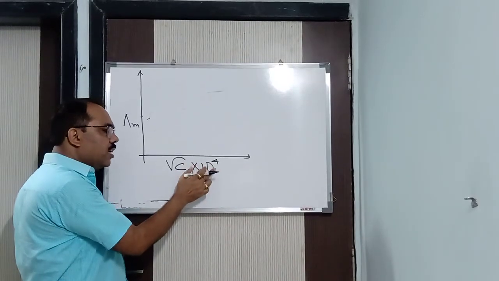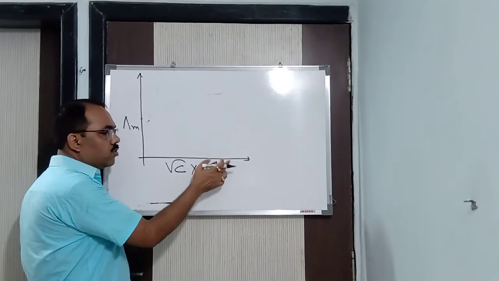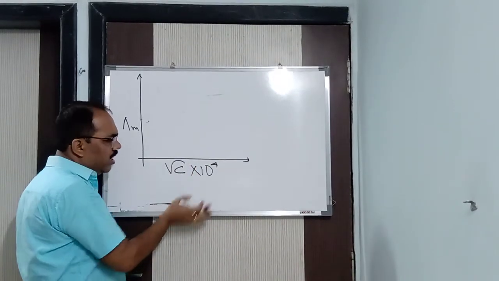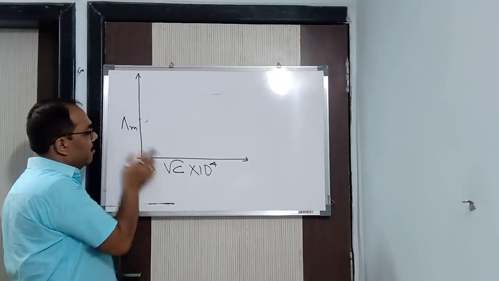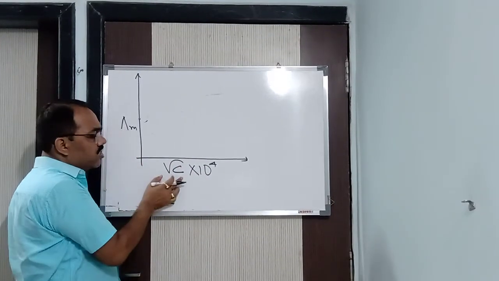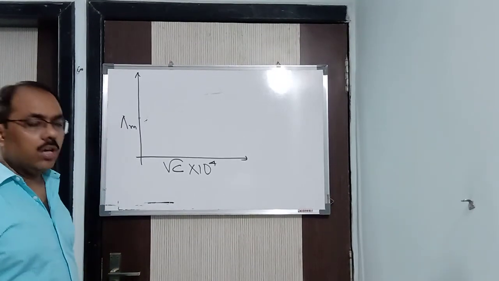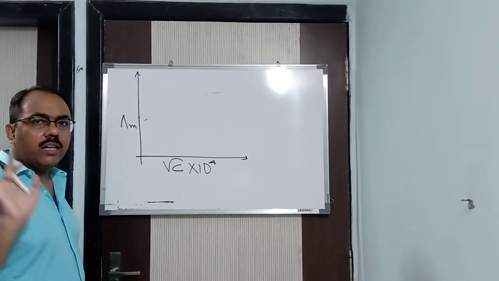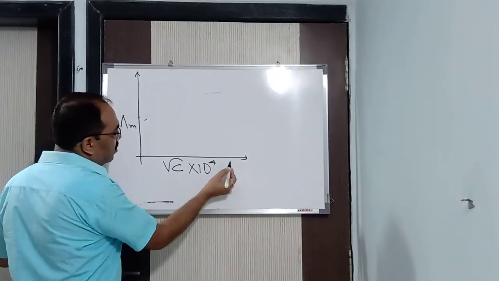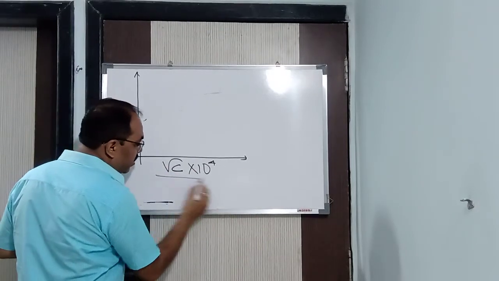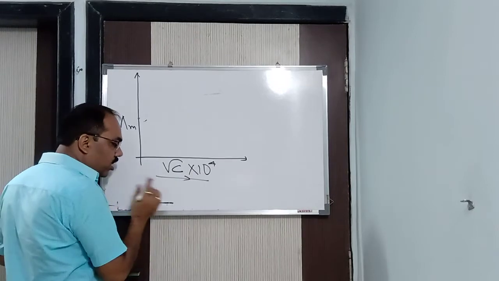This number will vary from book to book. In some books 10 to the power 6, some 10 to the power 8, and some 10 to the power 4. Any value you can take, just to increase the concentration. The basic thing is that I am drawing a graph of cap M versus root C for a strong electrolyte. Let us say I have taken KCl, potassium chloride. What you will find is that concentration is increasing in this way, which means in this way, dilution increases.